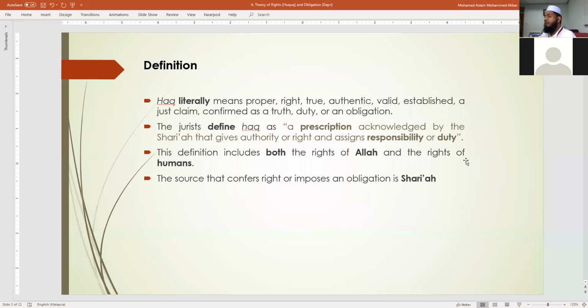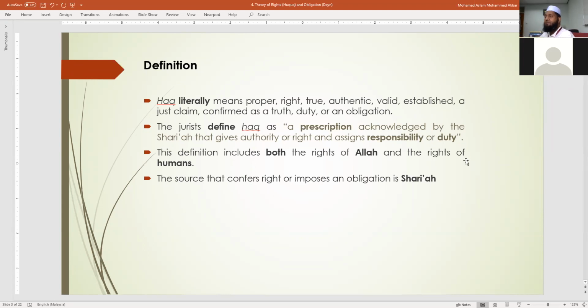If you are the husband, then you should do something for the wife, and if you are a wife, then you have to do something for the husband. The same thing goes for father and son, or father and daughter. The same thing goes for brother and sister, within the siblings. The same thing goes for the Zul Qurba, meaning the relatives, Silatul Rahim. This definition includes both the rights of Allah subhanahu wa ta'ala and the rights of humans.